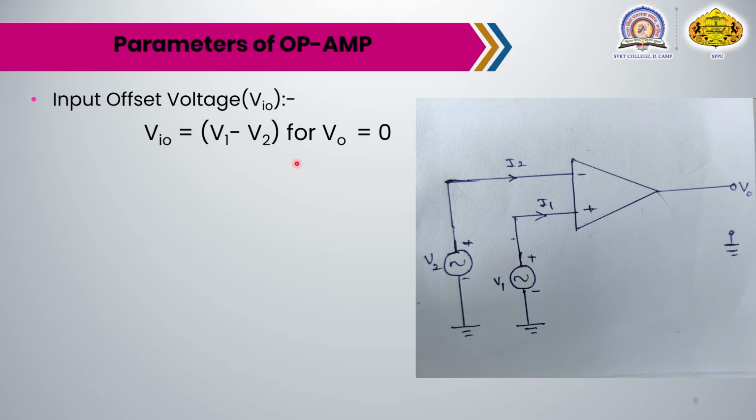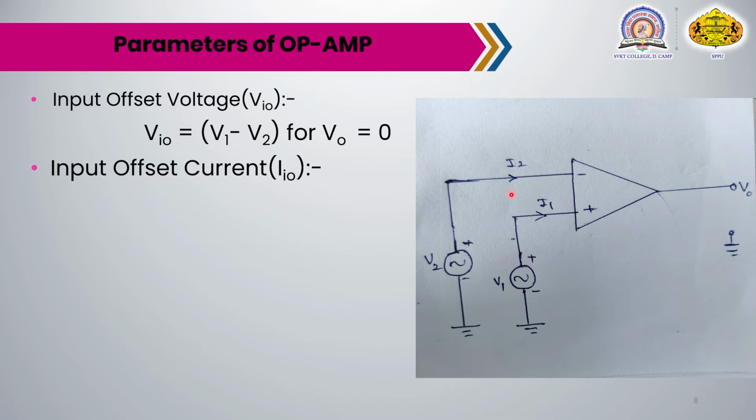applied between the inputs, that is, at the non-inverting and inverting inputs, such that the output is equal to 0. Therefore VIO is the difference between V1 and V2. It may be positive or negative, but for this positive or negative voltage VIO, the output will be 0. The next parameter is input offset current, that is IIO. Here we have shown I1 and I2.